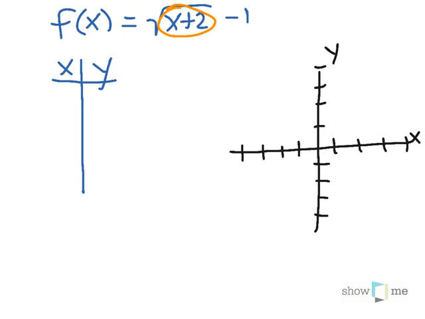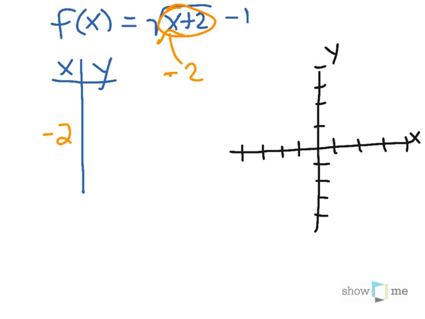And I want you to ask yourself, what number could I plug in for x that would make that stuff equal 0? Not too worried about the -1, just the x plus 2. What makes that equal 0? And the answer is -2. Now, in previous lessons, we talked about how that's the vertex. With radicals, we don't necessarily call it the vertex, but it is a special point. So that's what I'm going to do. I'm going to put -2.